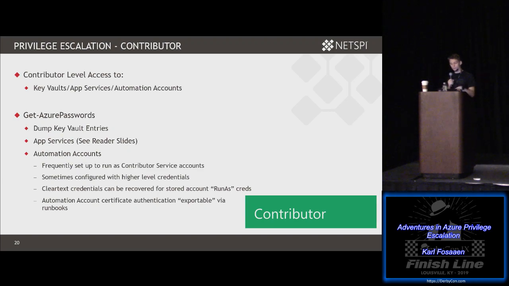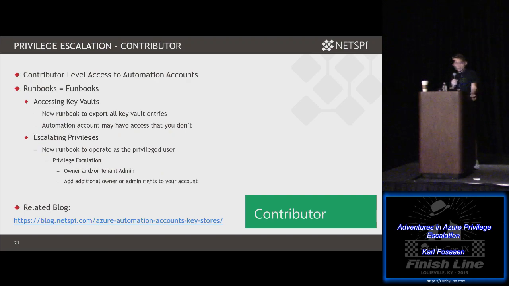So what Get-AzPasswords does is create a new runbook with that automation account, dump out the credentials that are stored in the automation account, and it can also dump out any configured Run As certificates, and those can actually be used after the fact to authenticate back to that automation account. So those can actually be really handy for persistence.